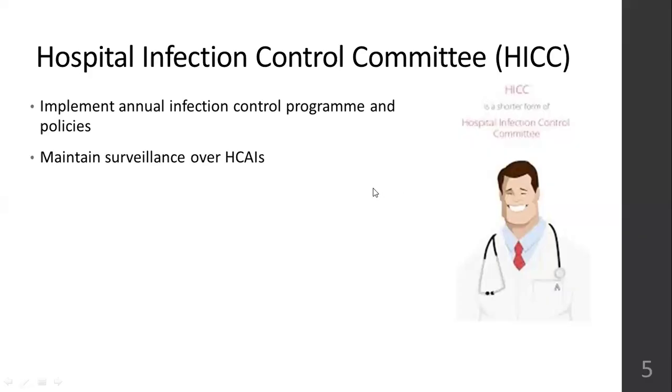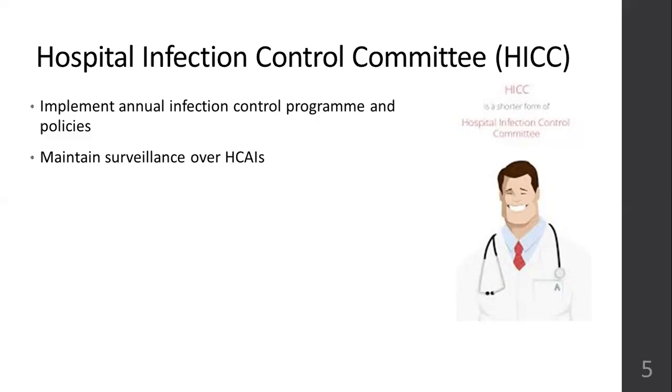Maintain surveillance over healthcare associated infection. There are 4 total healthcare associated infections. So how many cases do you have on a monthly basis? Which ward or department is getting the highest number of cases? Which type of hospital acquired infection is on the rise? As compared to the previous year's data or previous month's data, how are you performing right now? These areas you have to clearly document when it comes to surveillance.